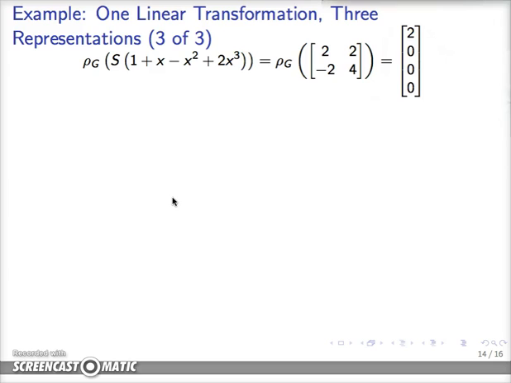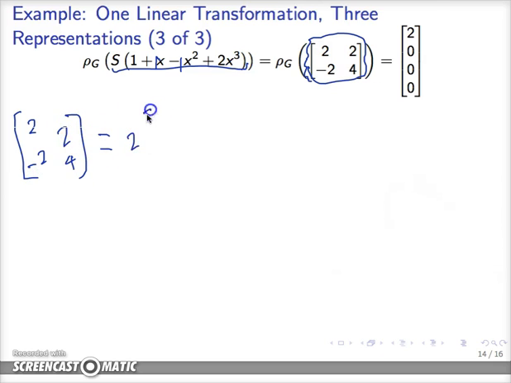Okay, so in doing so, we evaluate the transformation. This evaluation yields this matrix here. This matrix comes out of evaluating the transformation at that polynomial 1 plus 1x minus 1x squared plus 2x cubed. That gives this matrix, and then what we do is we express this matrix, 2, -2, 2, and 4, as a linear combination, right?